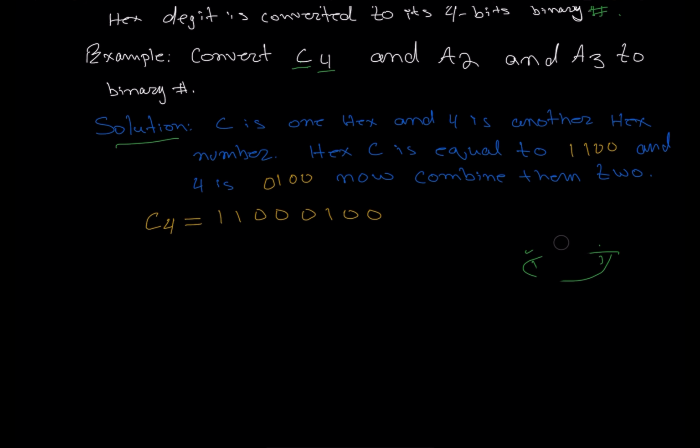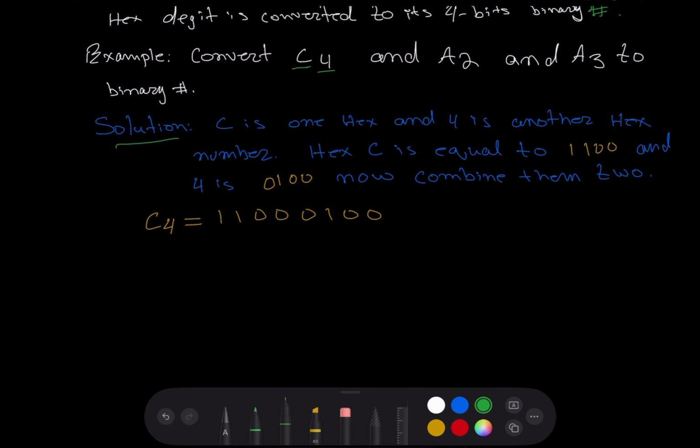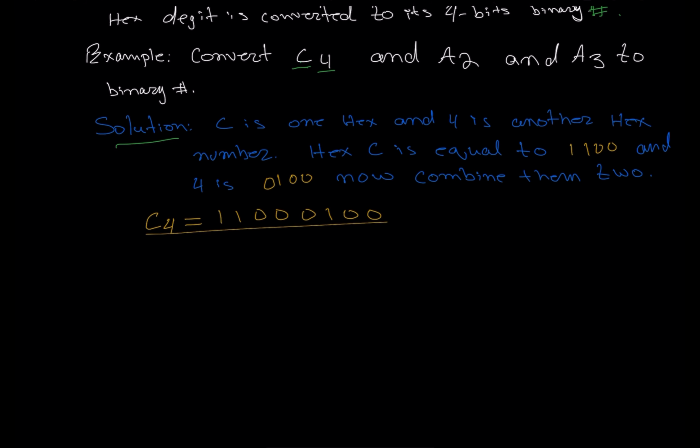So how do we convert C4, A2 and A3 to binary numbers? We know what C is: 1100. And 4 is 0100. You combine them together and that's your C4.